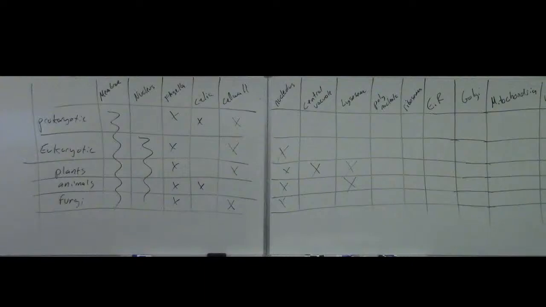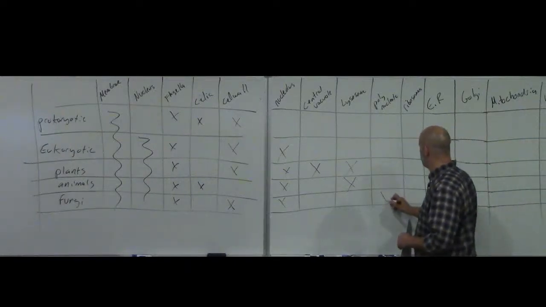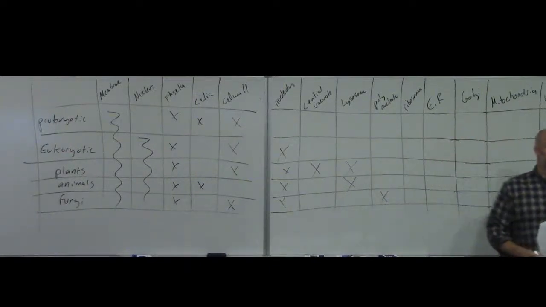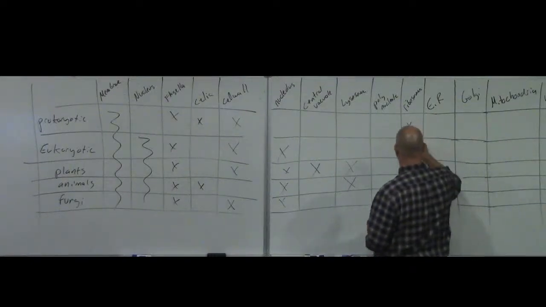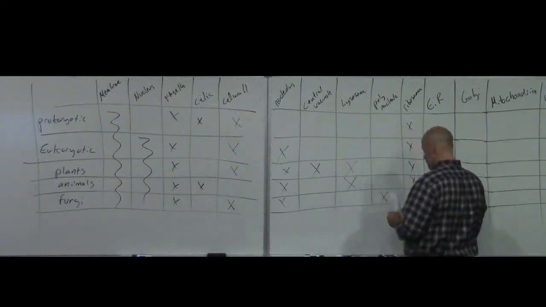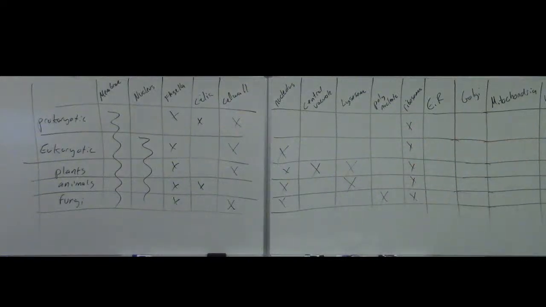Polynucleate. I've only described one organism as being polynucleate. Fungi. Those ribosomes. What do ribosomes do? They make protein. Who needs to make protein? Everybody. So everybody has ribosomes. Very good. Endoplasmic reticula.